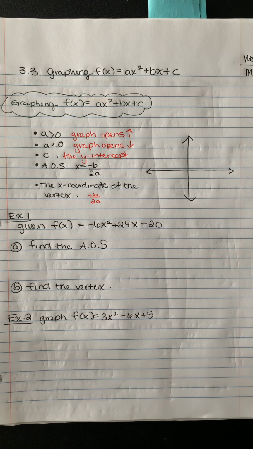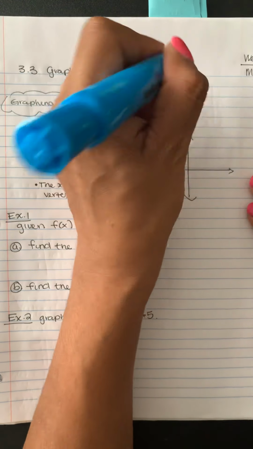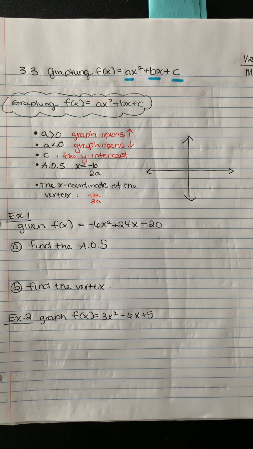All right, students, here we are. We are graphing f of x is equal to ax squared plus bx plus c. Now we have all of our letters. Now we have this in standard form, and so let's talk about everything that we've learned, and we can add to it if we'd like, take away, whatever.